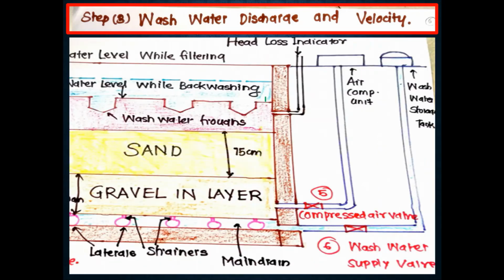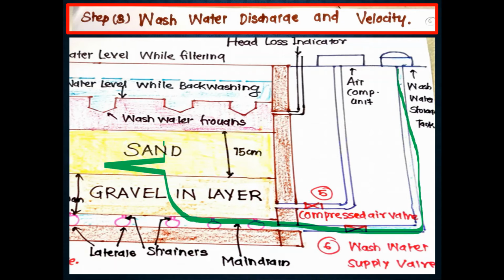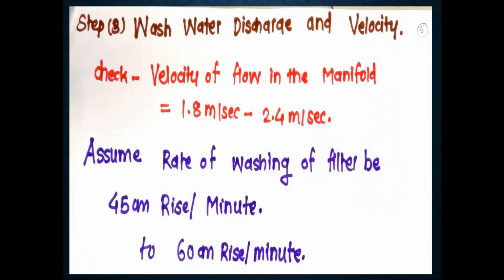I will show you the enlarged section. This wash water discharge you have to calculate, which should be equally distributed in these wash water troughs, and we have to calculate the speed with which the backwash water enters your filter. That speed or velocity we have to calculate. That is step number 3. We will see wash water discharge and wash water velocity. Here one check is there.